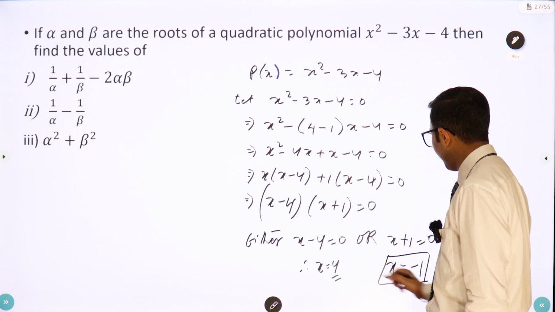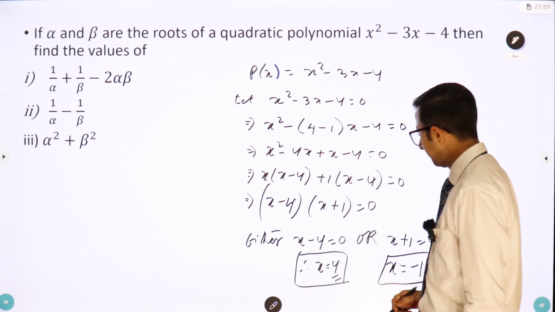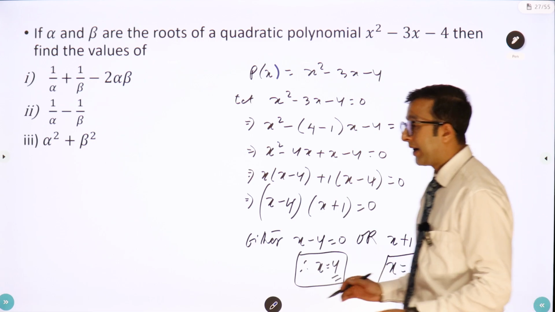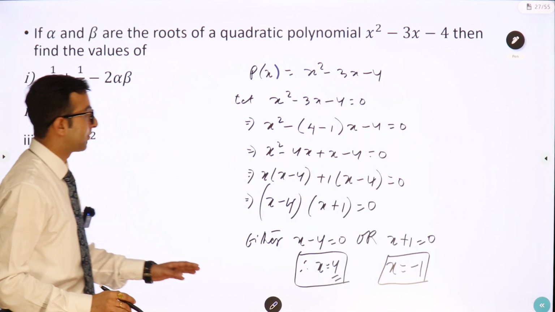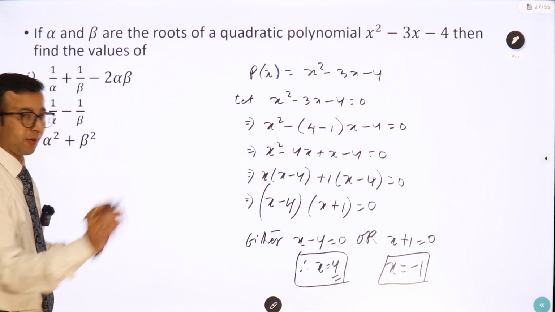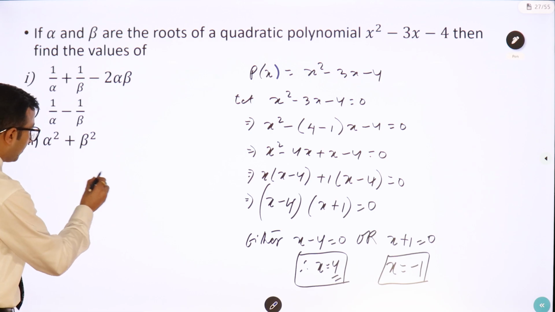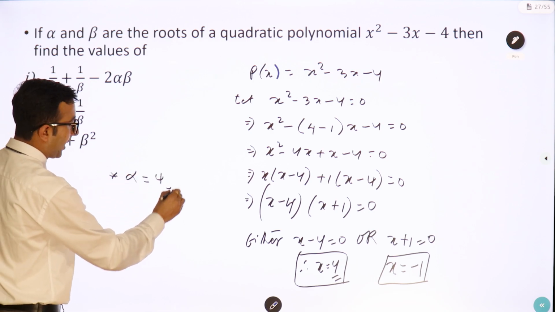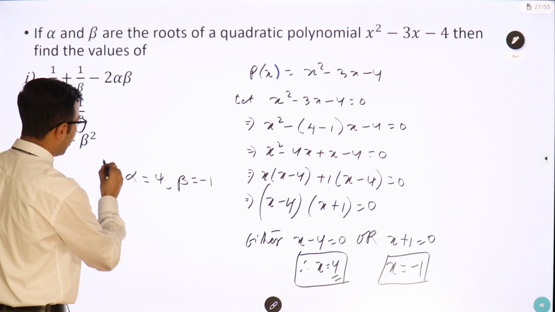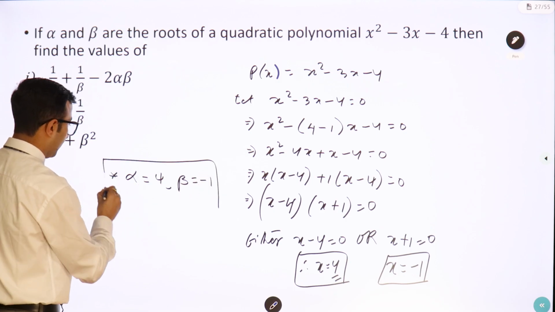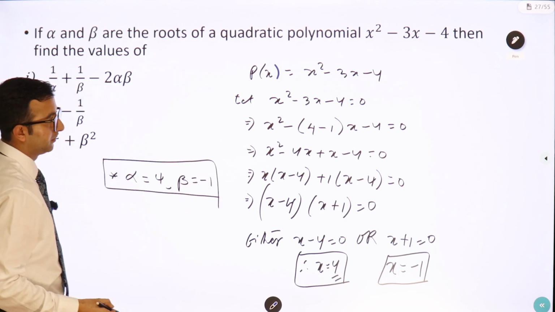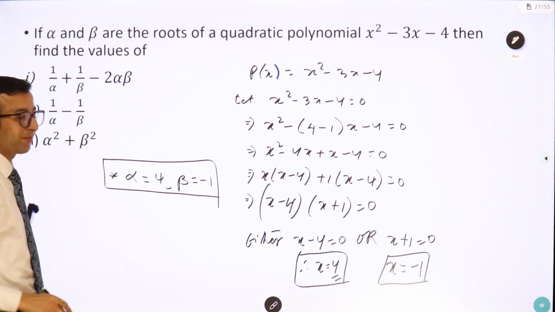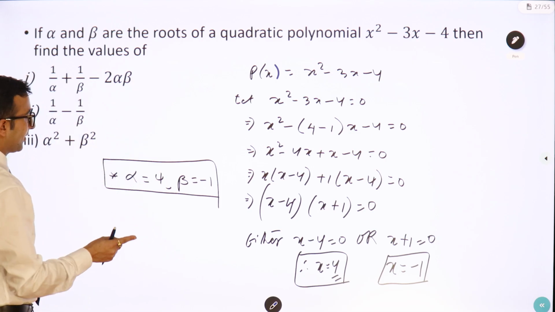So we have alpha and beta. One value is 4 and another is minus 1, which we have obtained by using this middle term splitting. So in this problem, alpha is equal to 4 and beta is equal to minus 1. We will use these in their respective places and calculate the values.